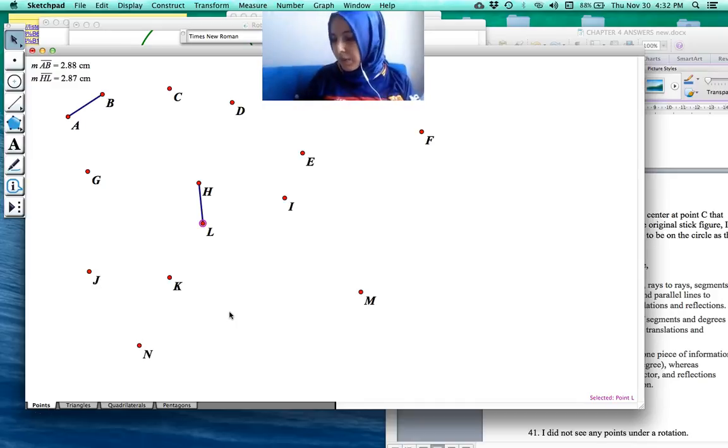Question 71. Describe your strategies for identifying each of the transformations. I use the center of the mirror while identifying the transformation. And question 72. Which transformation was the most difficult to determine? Why?